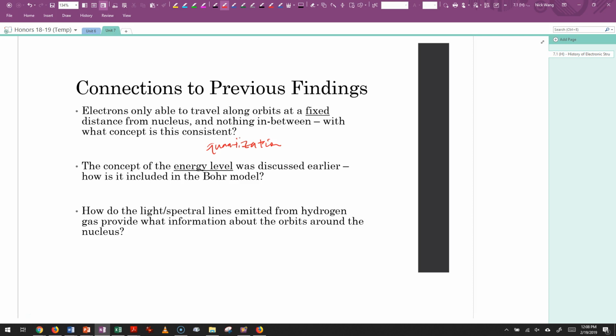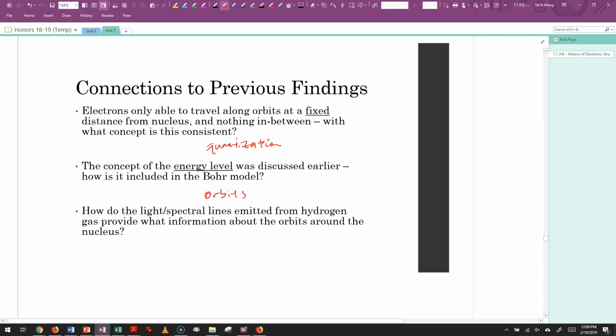The concept of the energy level was discussed earlier. How is it included in the Bohr model? Well, the energy levels from the simple diagram that we saw when we talked about the atomic emission spectrum, those same patterns appear in the Bohr model as the actual rings themselves, the actual orbits themselves. So this is the path that those electrons float around on.